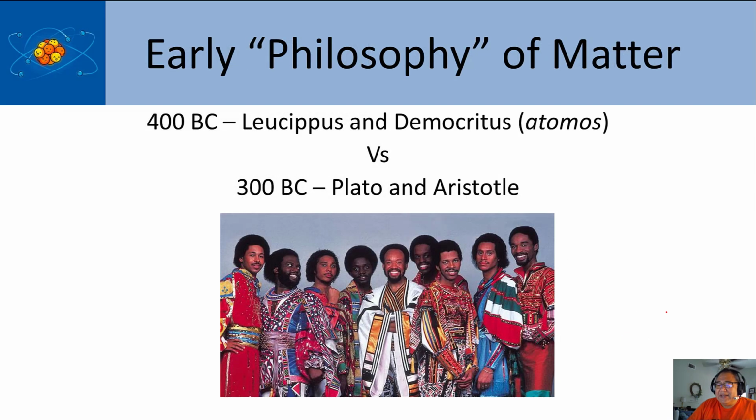I always like using this slide. I don't know if you recognize this band, right? But Democritus believed in atoms. He believed that there was some smallest unit to matter, and it can't get smaller than that. And Plato and Aristotle thought it was Earth, Wind, and Fire.